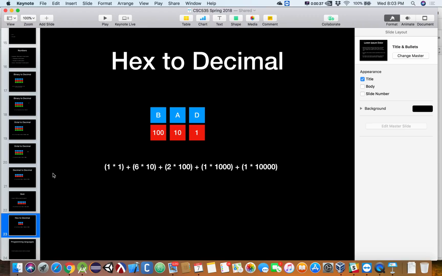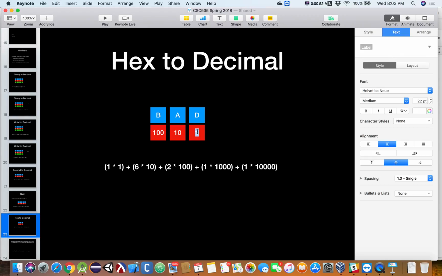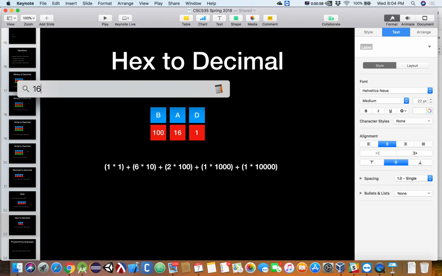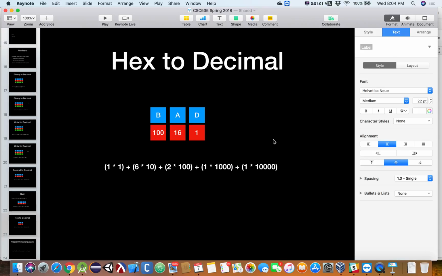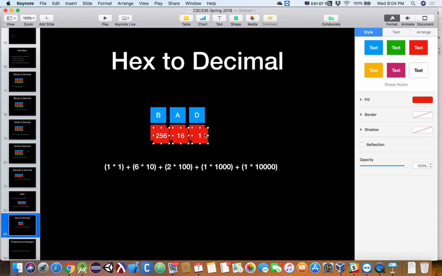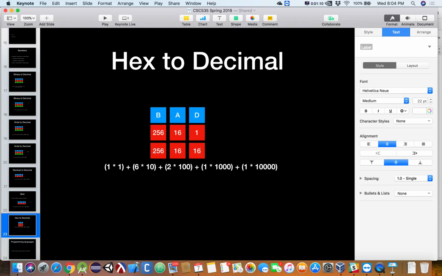So 0 through 9 stands for 0 through 9, and A is a 10, a B is an 11, a C is 12, D is 13, E is 14, F is 15. Make sense? All right. So for hexadecimal, this is the ones place. This is the 16s place. 256, I think. Yeah, this is the 256 place. So you can think of this as also being the 16 to the 0, 16 to the 1, 16 to the 2.